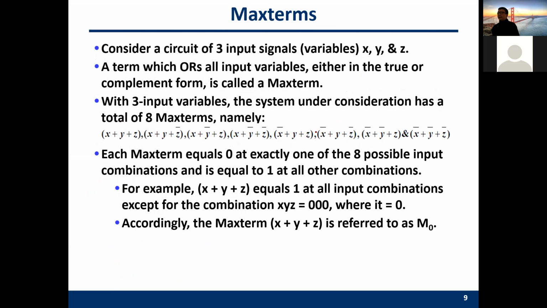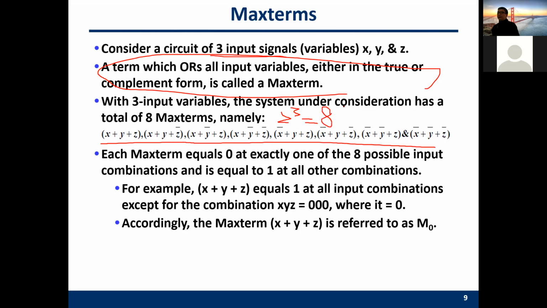Again, let's talk about a three input case. So if we have three input signals, a term all, and I repeated the definition here again to show you all the possible three input variables here. So totally we have 2 to the 3, which is eight combinations, eight max terms. So these are all eight max terms. Each max term equals zero at exactly one of the eight possible input combinations, and equals one at all the other combinations.